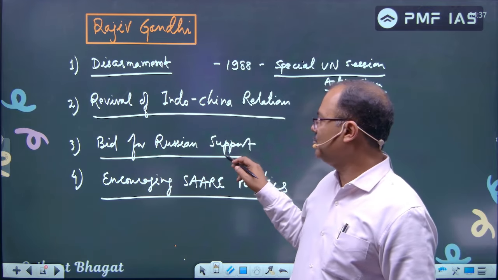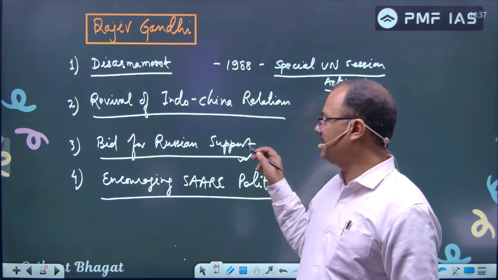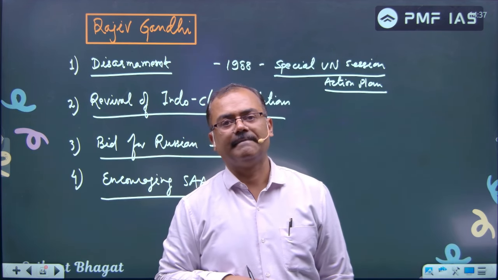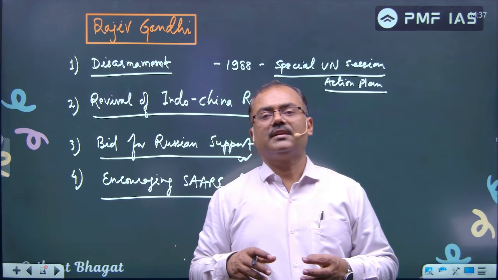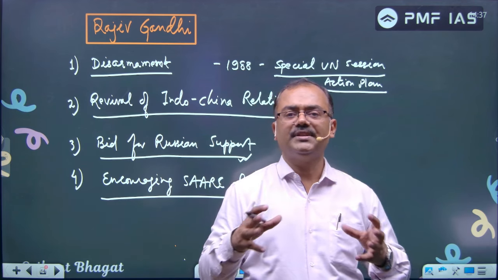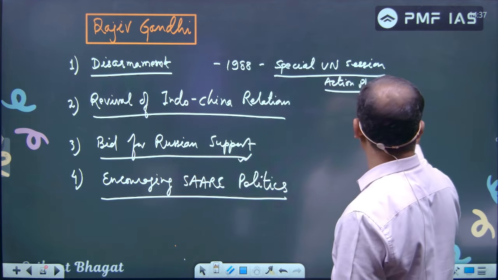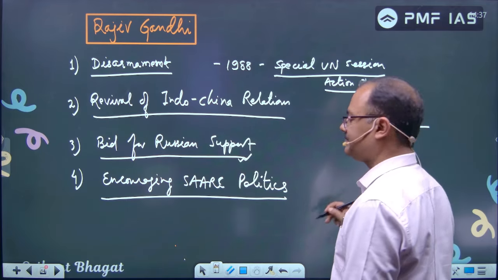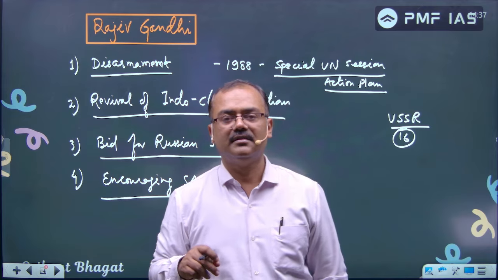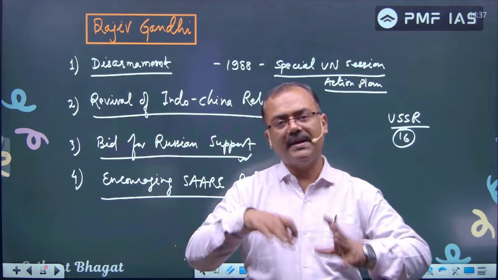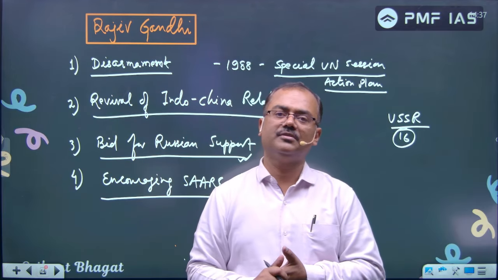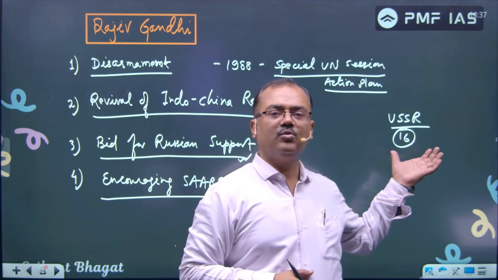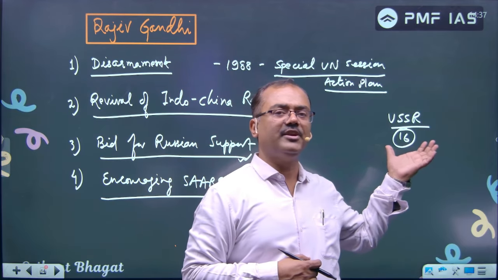He also tried to have more or bigger Russian support. But here some disappointments were there. Because of the economic condition of the USSR, composed of 16 countries. 16 countries combined together, they formed the Union of Soviet Socialist Republics. So the USSR was on the brink of economic collapse.